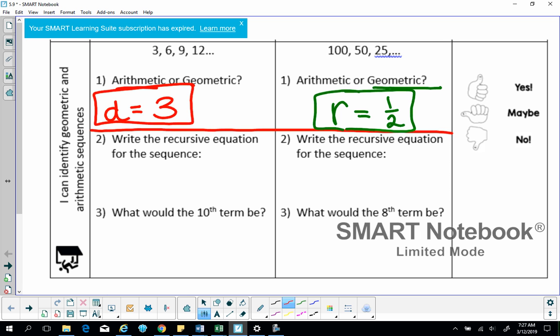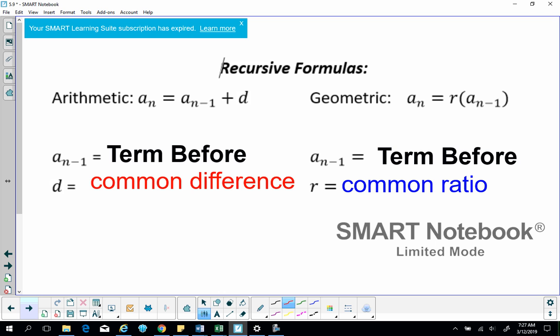This class will be able to do these 2 problems right here. Cool. So you're going to get that half sheet of paper out that looks like this. And so today we're learning recursive formulas. And so we're learning recursive and explicit. These are on your formula sheet too.